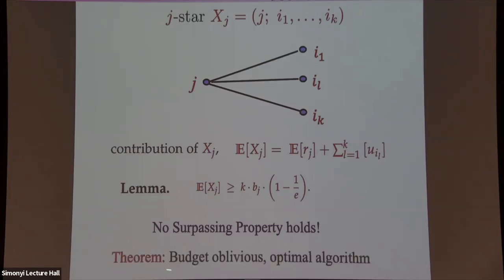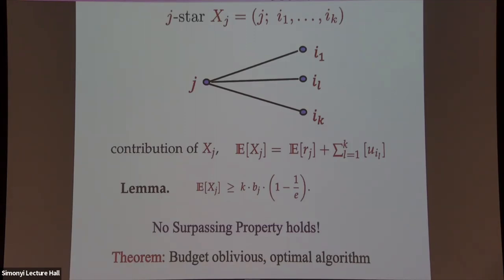So this is a budget oblivious optimal algorithm for single valued. Budget oblivious in the sense that you don't need to know the budget. You just need to know when the budget is exhausted. What's the use of that? Because now you can use it in these advertisement platforms.